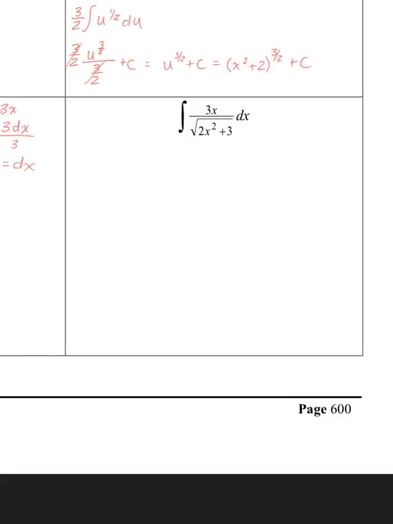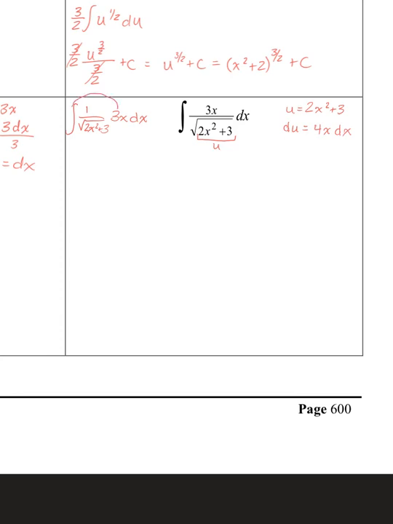And last but not least, we have this kind of ugly looking one. Again, look for your inside function. That's what you set to u. That means that du is 4x dx. Now, do we have 4x dx? Well, no, we have 3x dx. So I'm actually going to rewrite this as 1 over the square root. I'm not going to substitute just yet. Maybe this is a little bit easier to see.